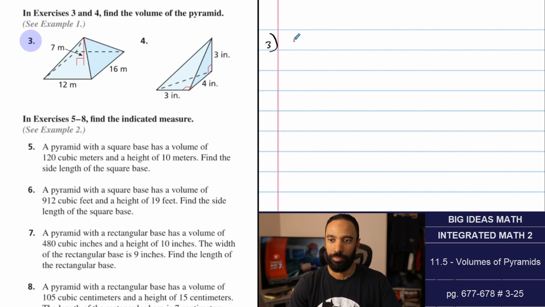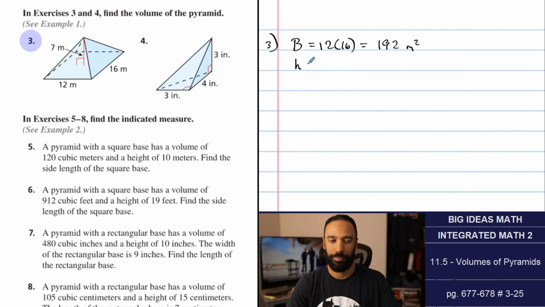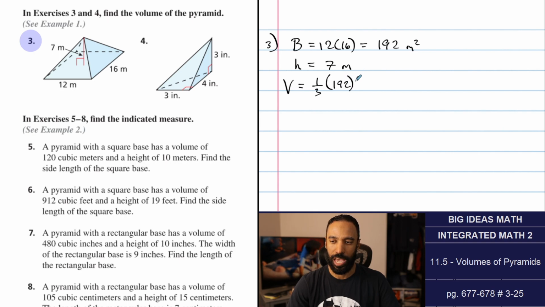Rectangular base, where again, volume is 1/3 area of base times height. So the area of the base is 12 by 16, which is 192 square meters. And the height is that perpendicular distance, which is 7 meters. So the volume of this thing, we'll do 1/3 area of base times height.